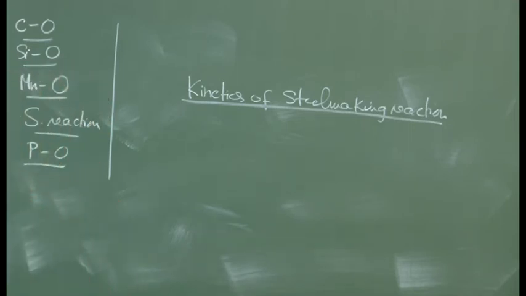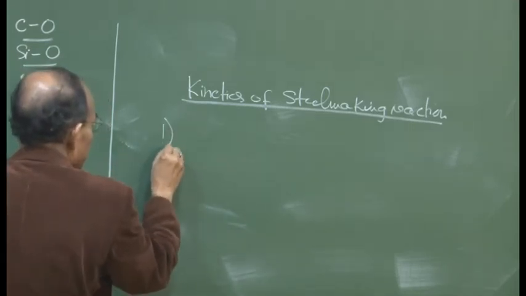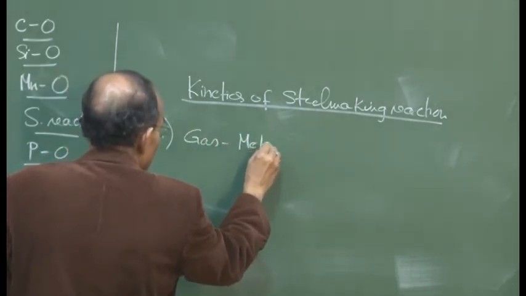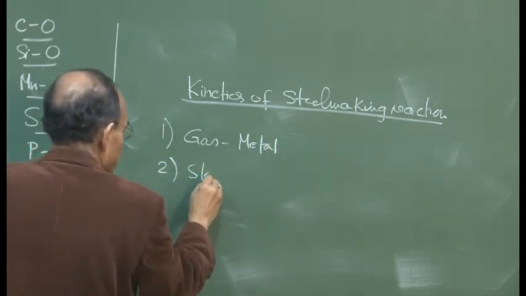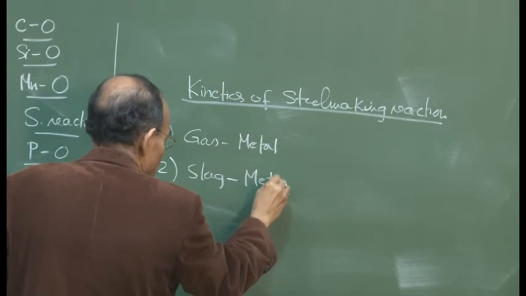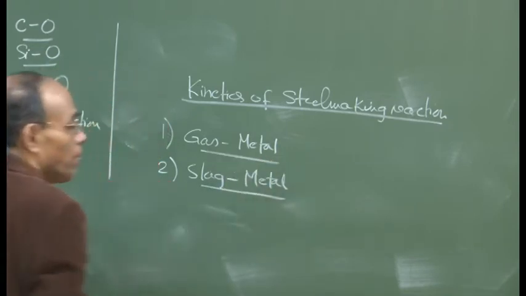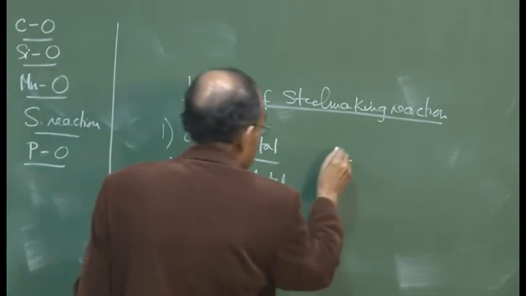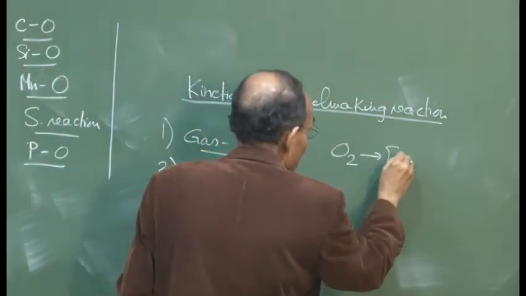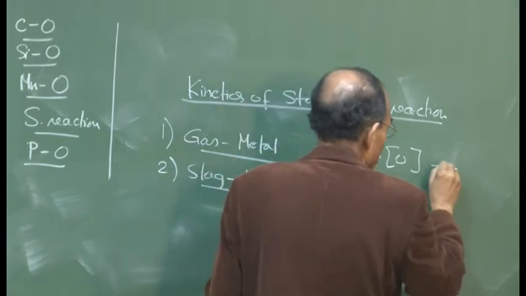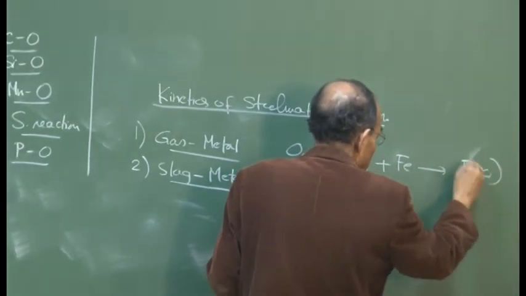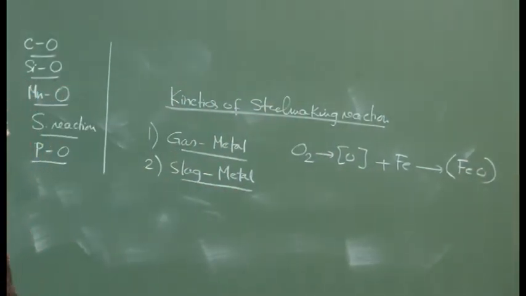So, steel making reactions, as I have indicated, are either gas-metal type reactions or slag-metal type reactions. Multiphase chemical reactions are a characteristic of the steel making process. Okay? For the gas-metal reaction, the example is O2 going to dissolved O, reacting with FeO, Fe, and then producing the entire sequence of reactions.